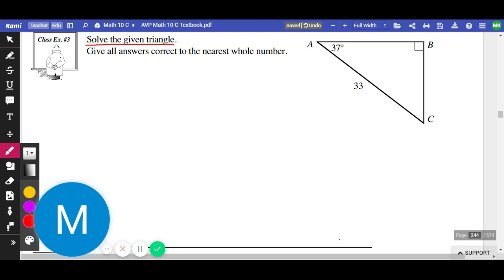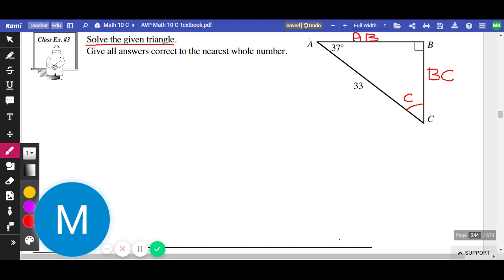Okay, solve the given triangle. People are always like, what am I looking for? I don't know what I'm looking for. When it says solve the given triangle, that means you need to have all 3 sides, all 3 angles known. In this case, that means I need to find angle C, because it's unknown. I need to find side length BC, because it's unknown. And I still need to find side length AB, because it's unknown. So you actually have to find all 3 things in this question.